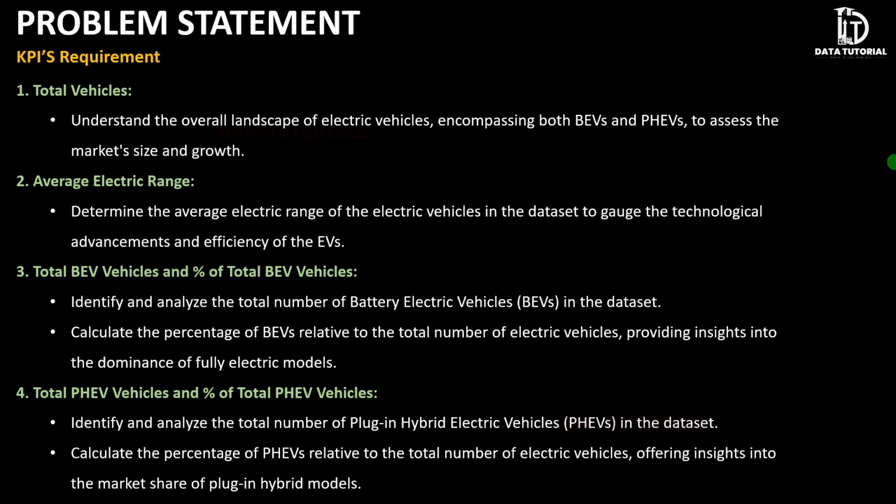Then second is average electric range. We know that so many technologies have come into electric vehicles nowadays, and many companies are claiming that they provide a particular amount of electric range for a certain number of hours of charging. With respect to that, what our client wants to understand at the higher level is: if we consider all the cars, what will be the average electric range? They just want to see how far a car can go on one complete charge.